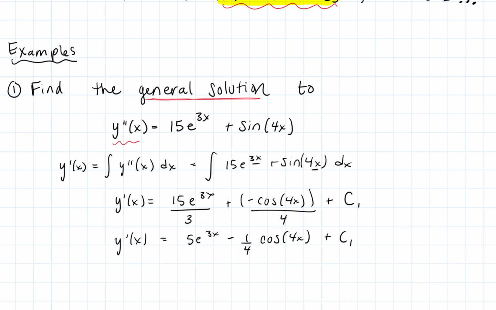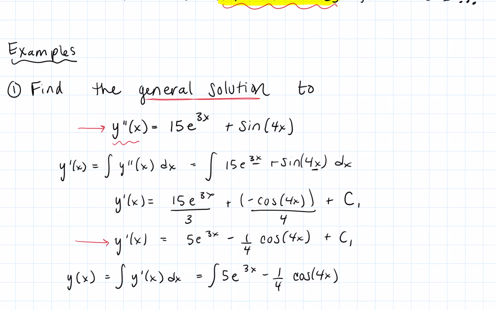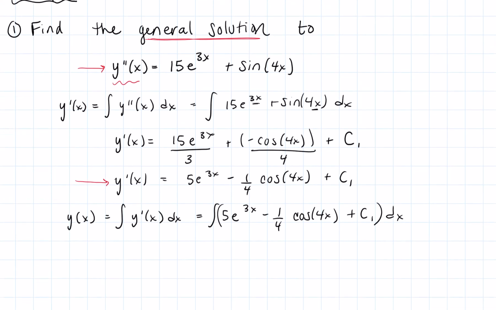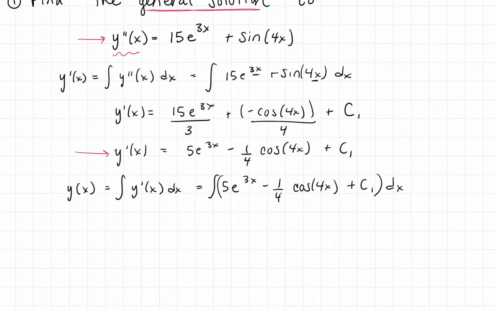So now we have the second derivative. We've integrated it. We found a general solution for the first derivative. Now we want to keep going. So we're going to do the same thing again. If I have the first derivative, the way I would find the function is by integrating the first derivative, finding the antiderivative, if we think of the language from the end of Calc 1. So we're going to be integrating 5e to the 3x minus 1/4 cosine of 4x. Now, in that first integration, we ended up with a constant, so I need to carry that down here. We're going to call it C1. And then I'm going to integrate each of those to find y of x.